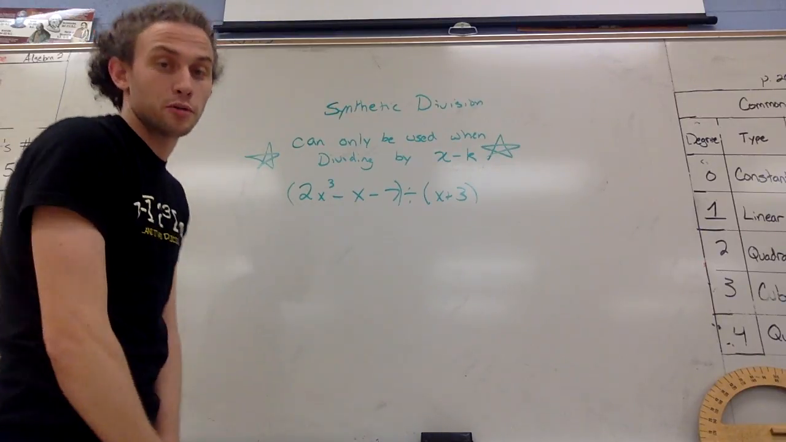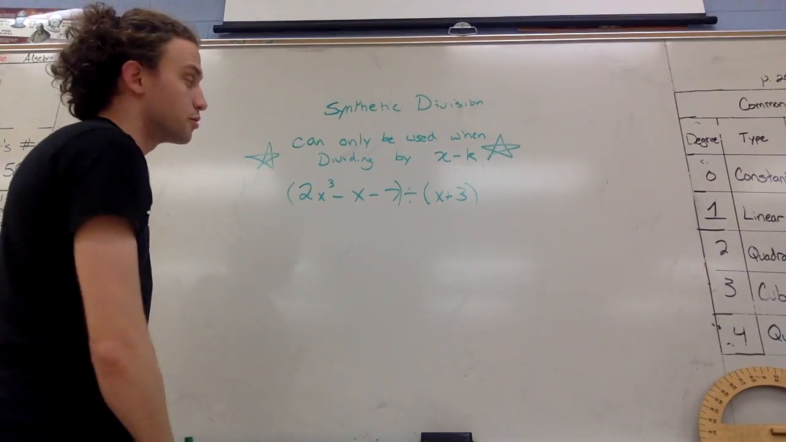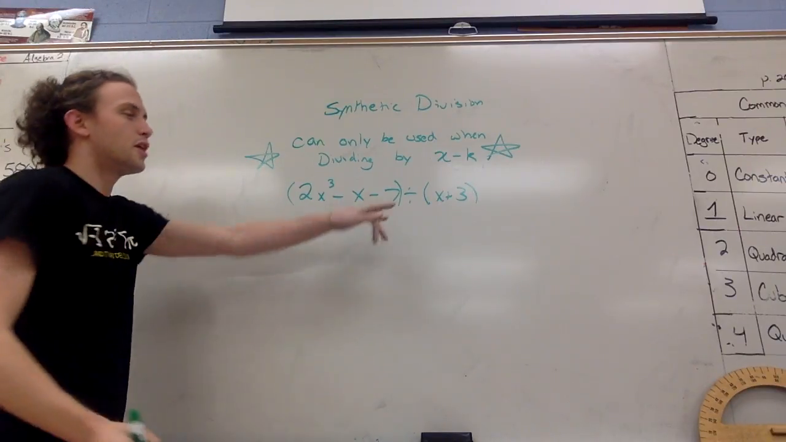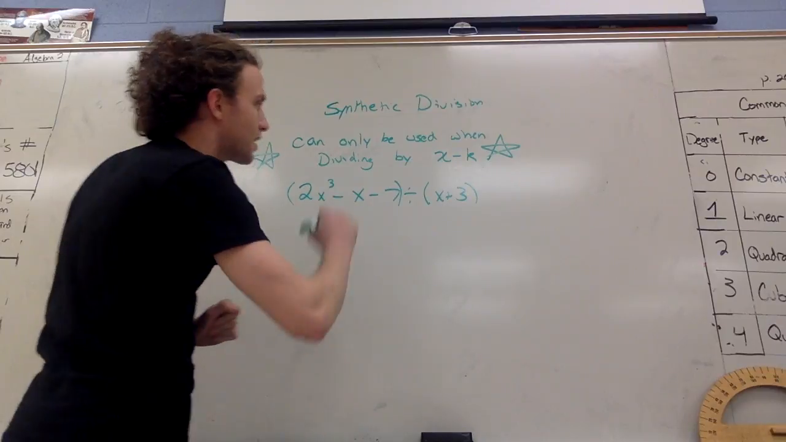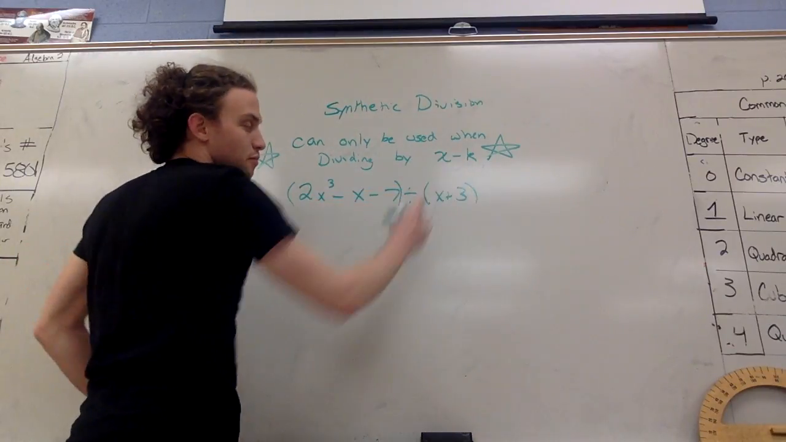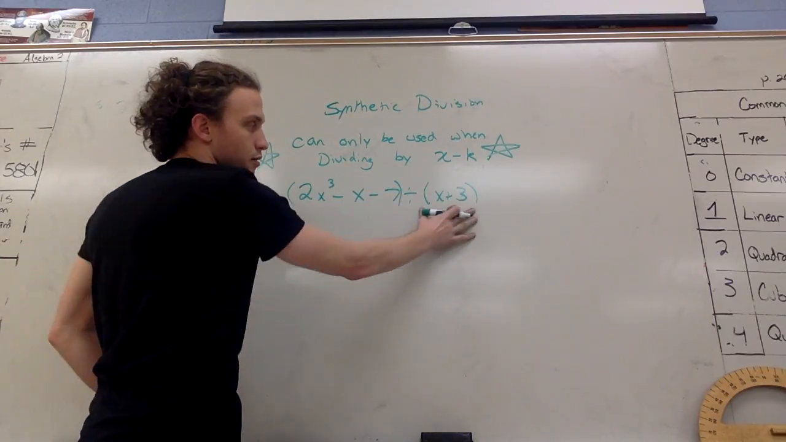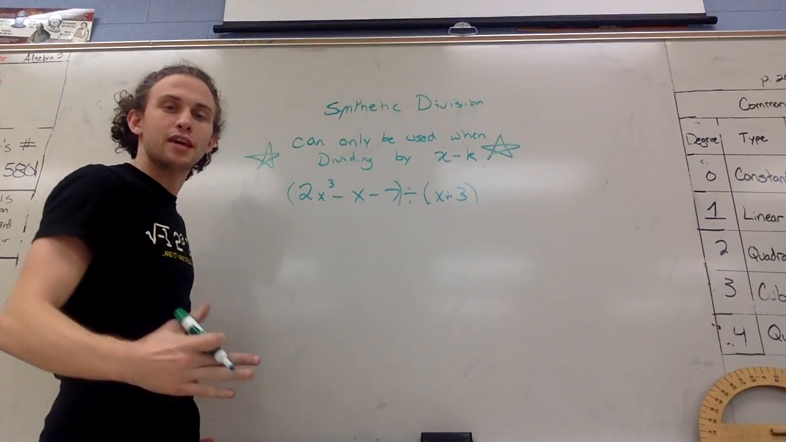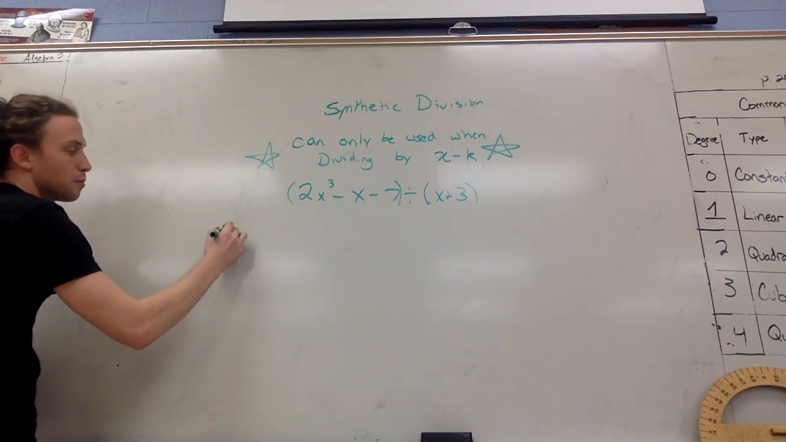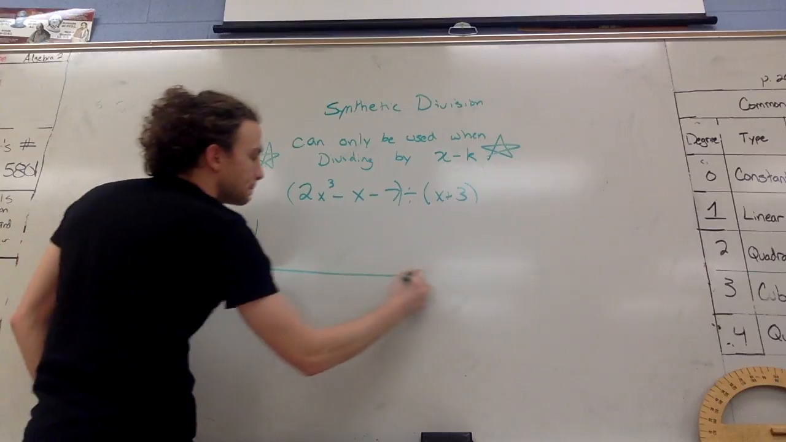Okay, if you paused it, welcome back. If not, I don't know what you just did, but you didn't do what you're supposed to do. But anyways, we're going to start this. My k value here, it's x minus k. Remember, I said take the opposite of this value. You see a positive 3 there, your k has to be a negative 3. So I'm going to plug in a negative 3 right there in that spot.